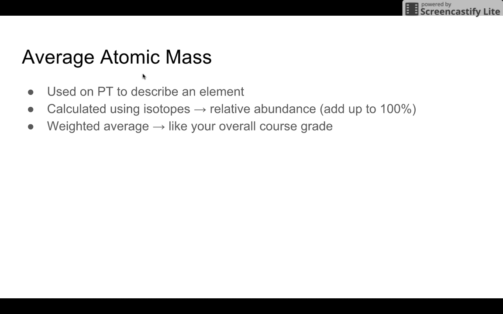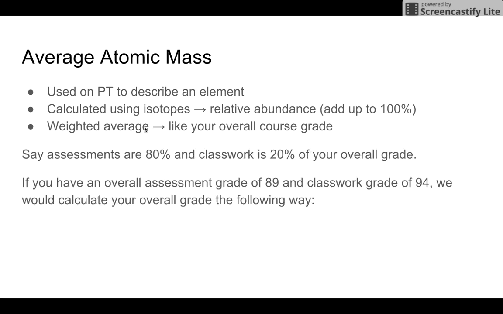An average atomic mass is calculated like we would do a weighted average, much like your overall course grade. So let's say assessments are 80% and classwork is 20% of your overall grade. If you have an overall assessment grade of 89 and classwork grade of 94, we will calculate your overall grade the following way. We have 89, your assessment grade, times that 80%, and then the 94 for the classwork times 20%.